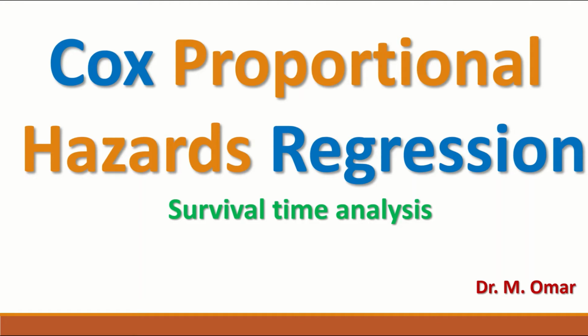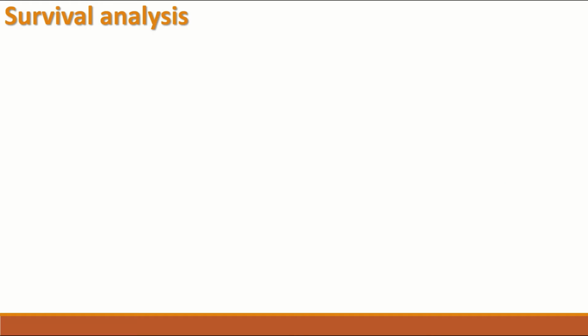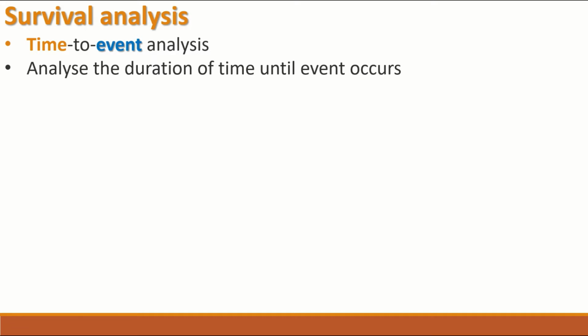Cox proportional hazard regression and survival time analysis. Survival analysis is the analysis of time until an event occurs. So it is an analysis of the duration of time till an event occurs. Events can be any condition such as death, being cured from disease, having a disease, or having an infection, and so on.